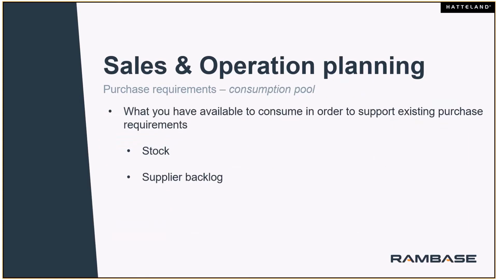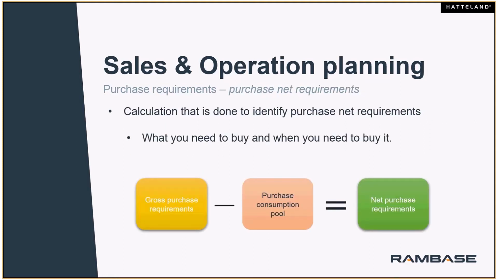So the consumption pool for purchase requirements is defined as what you have available to consume in order to support existing needs. In this case, we take into consideration what you have available in stock in addition to the supplier backlog. Products that are located on stock locations that have active blocking settings or that are customer-owned goods will not be added to the consumption pool, as well as products that are being transferred. So based on this, the system will calculate how many products you need and when you need them.